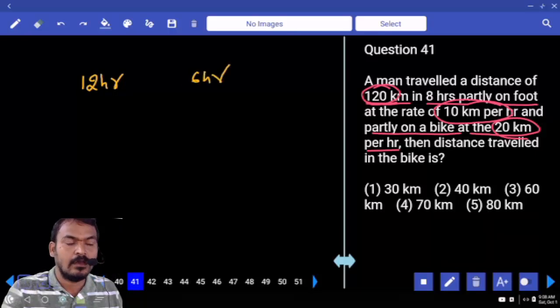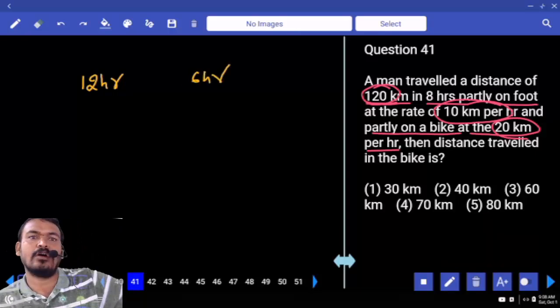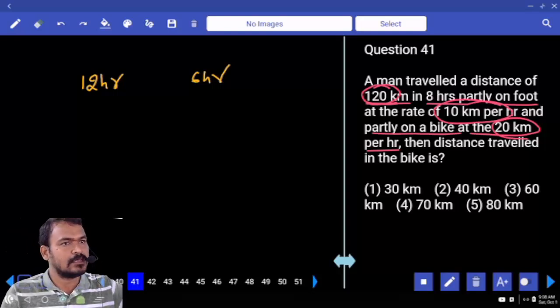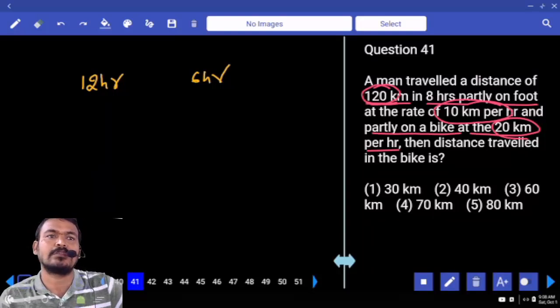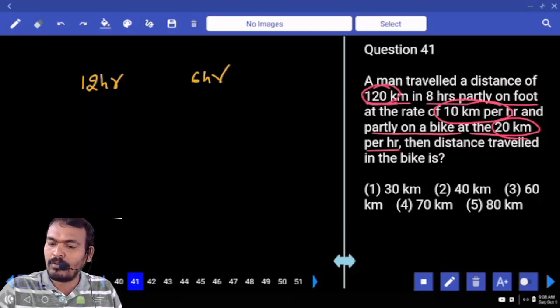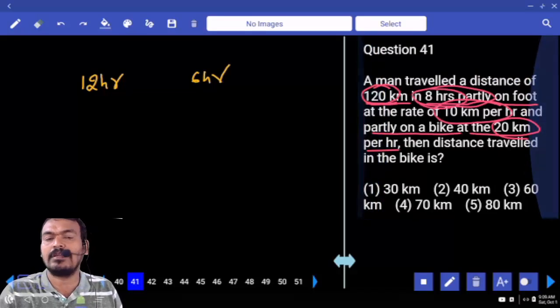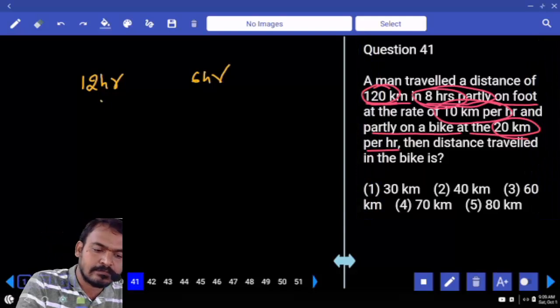6 hours. One case 120 kilometers, how much time is taken? 12 hours. The same 120 kilometers, another case how much time is taken? 6 hours. But overall 120 kilometers are covered in how many hours? 8 hours or no?